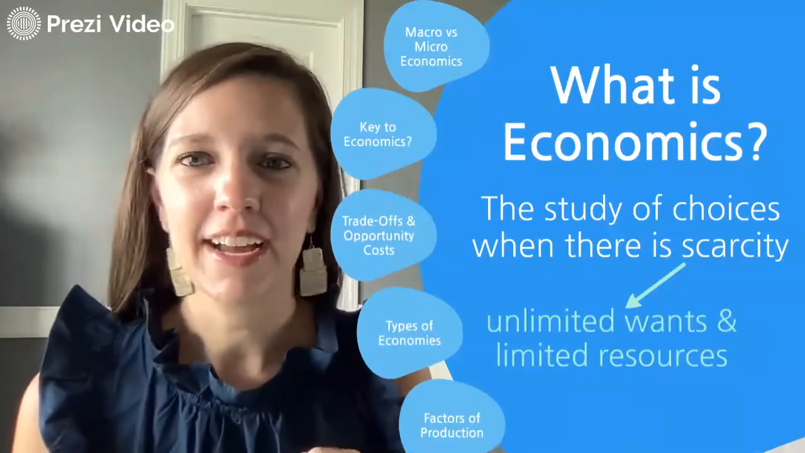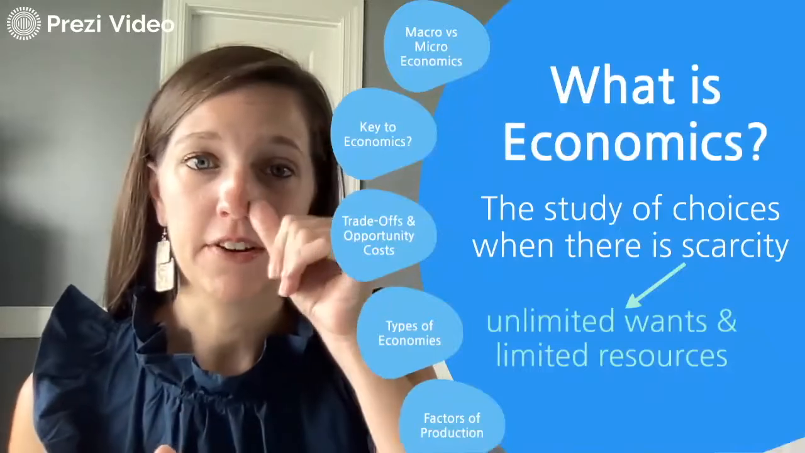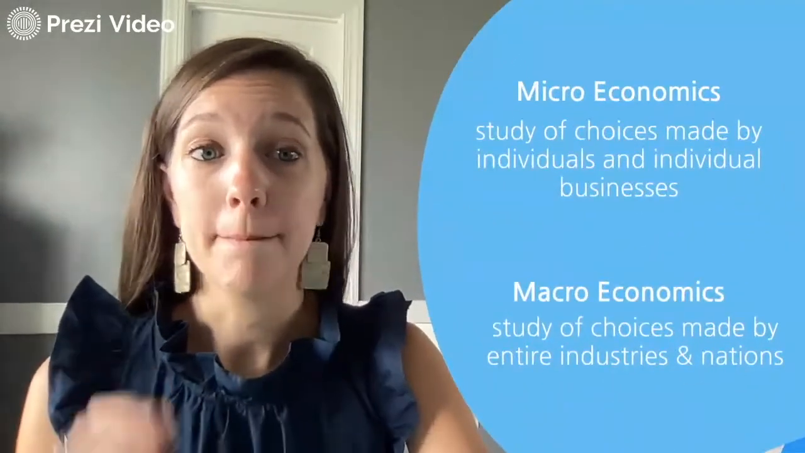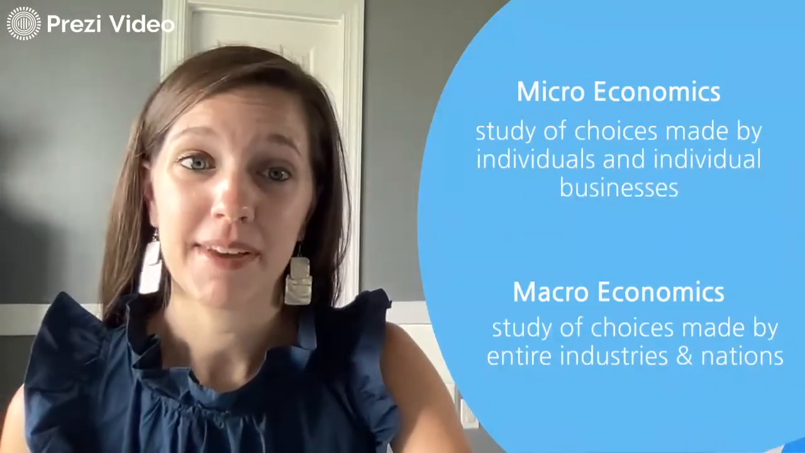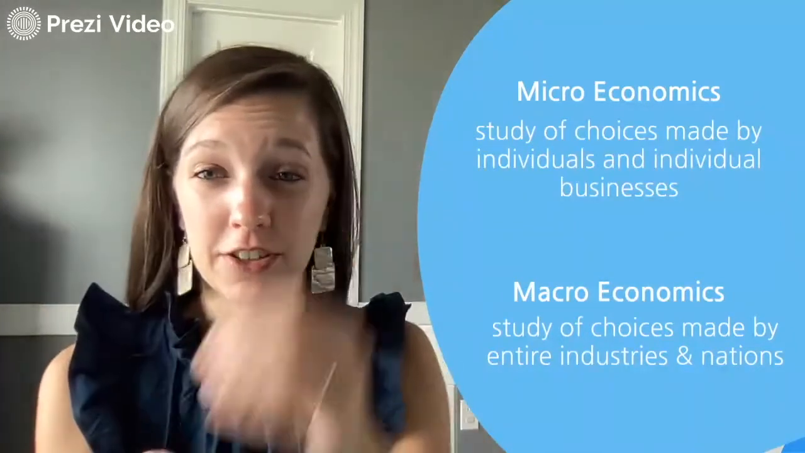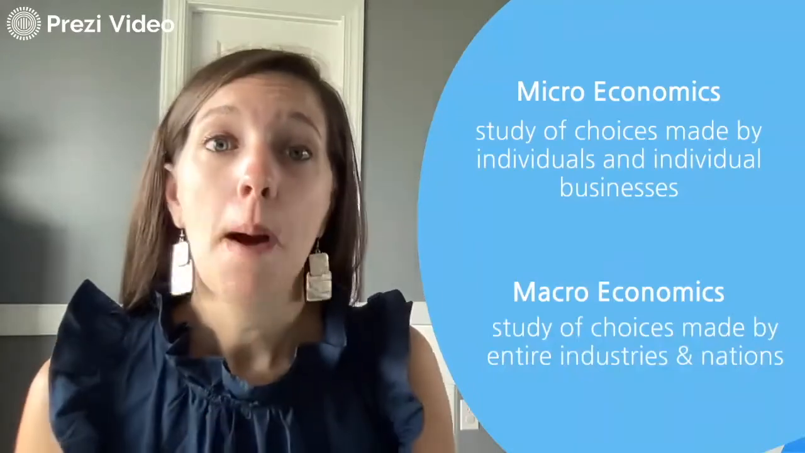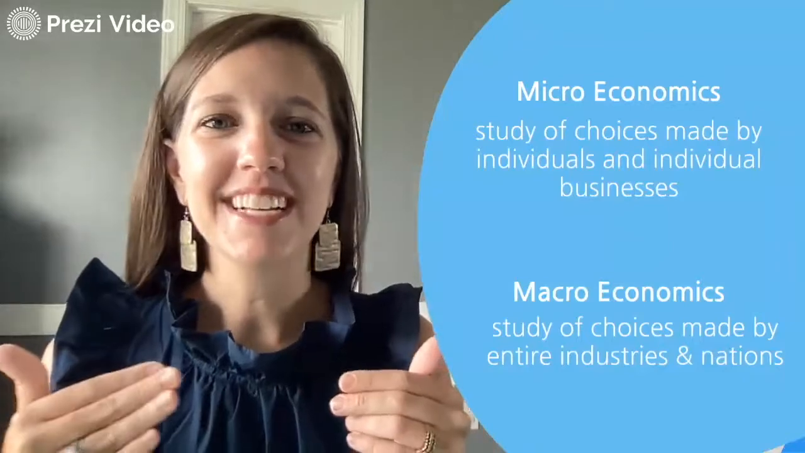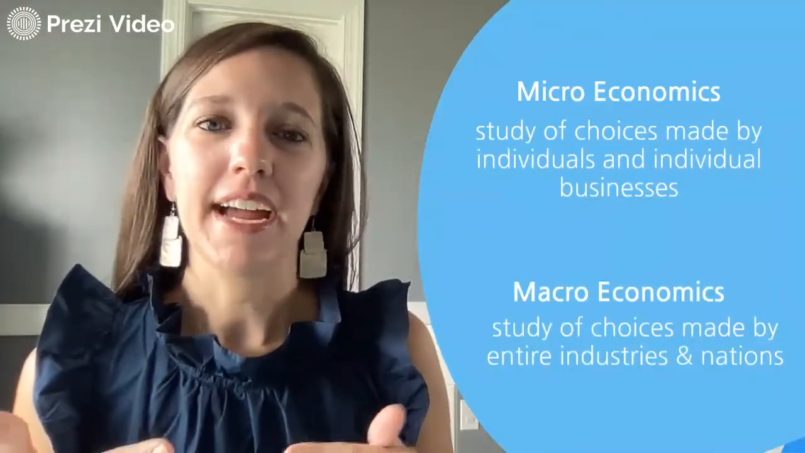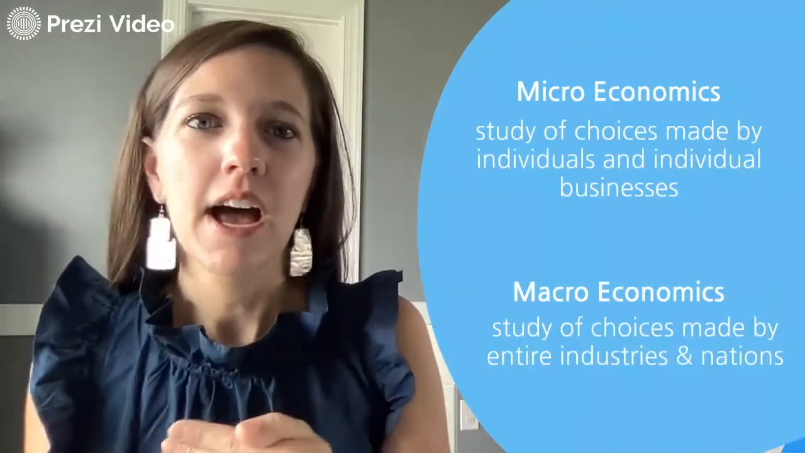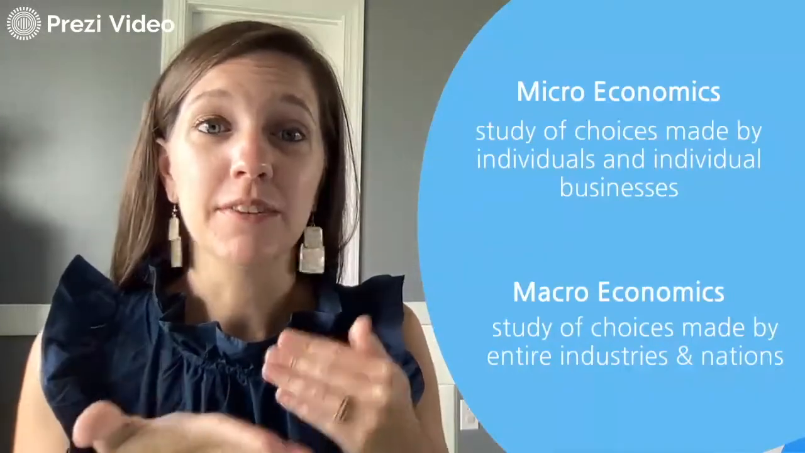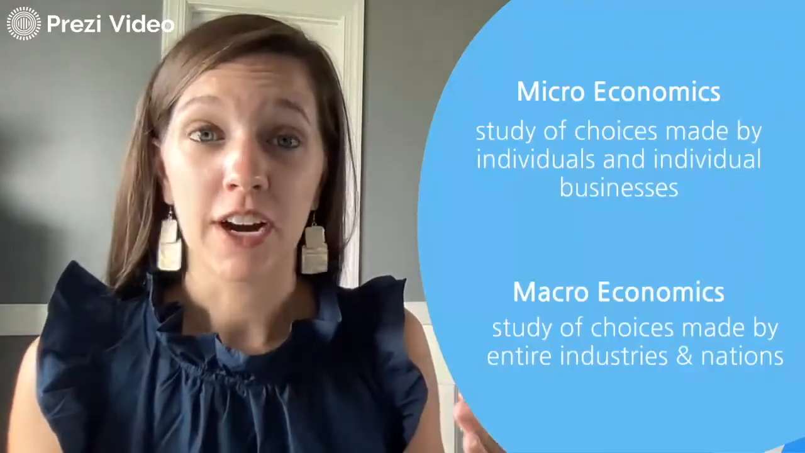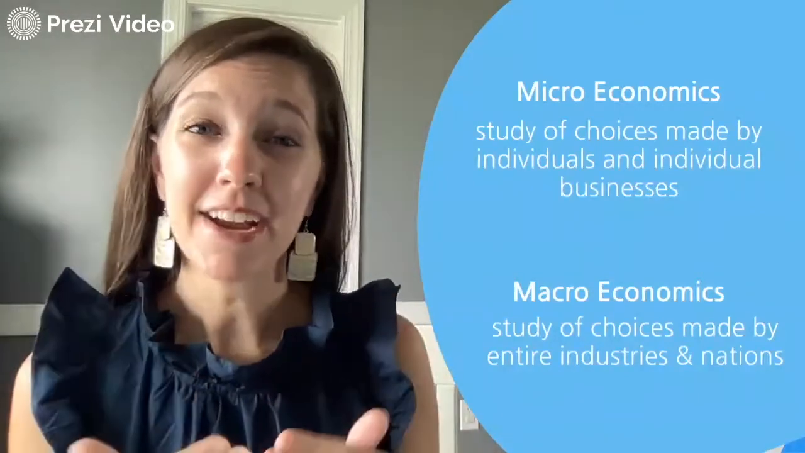All right, there are two kinds of economics. We're going to focus on both in different units, but the two things we need to break apart are microeconomics and macroeconomics. Micro, like a microscope, allows you to see things that are really, really tiny. Microeconomics is the study of tiny economics, or economics on an individual level. Okay, the choices made by individuals, like me and you, or individual businesses, like a mom and pop store or a restaurant, just one. Okay, so that is microeconomics.